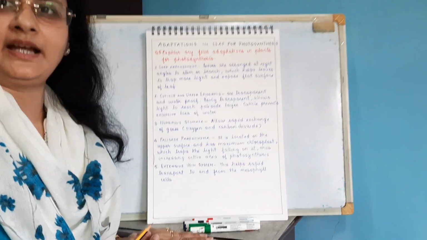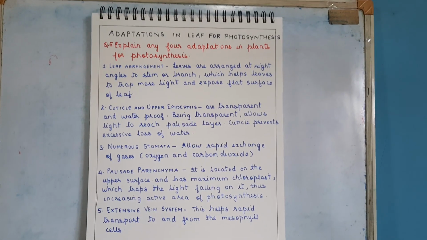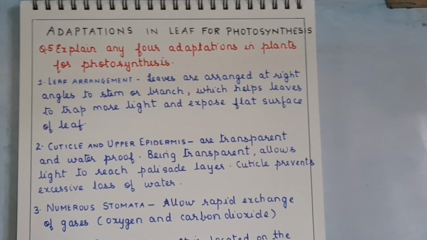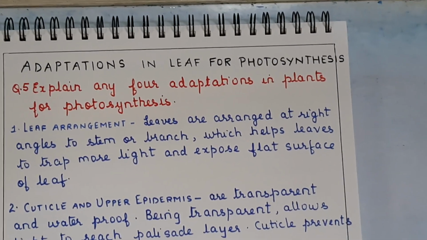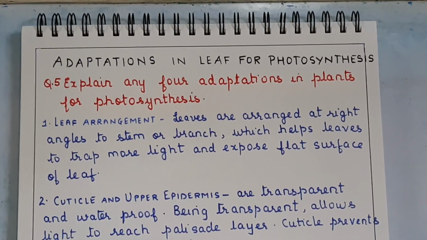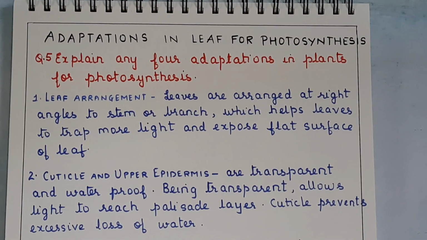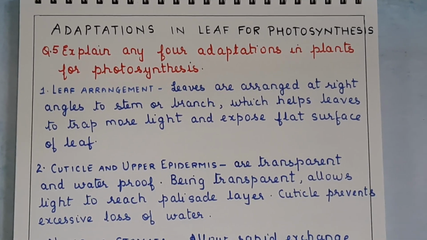Now all these plants are provided with additional features which will facilitate the process of photosynthesis, like the arrangement of the leaves. The leaves are arranged at right angles to the stem or the base of the stem, so that maximum light is falling on the leaves, so that it increases the surface area and also the rate of photosynthesis.